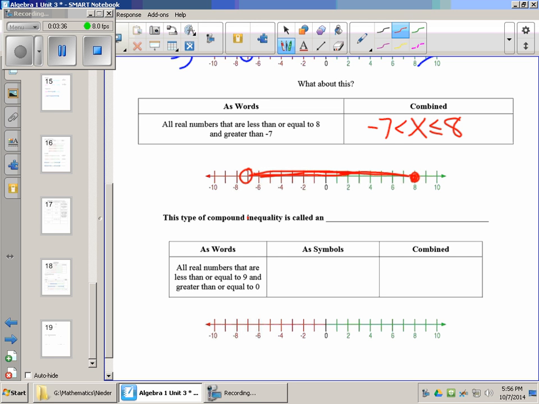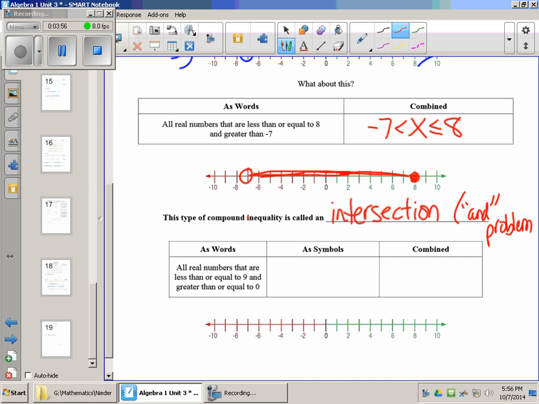Okay? So this type of compound inequality has a special name. It's called an intersection. And that should make sense. It's because it's where our two graphs that I did above, when I had them in blue and red, intersected. Okay? Sometimes we'll refer to that as an and problem.